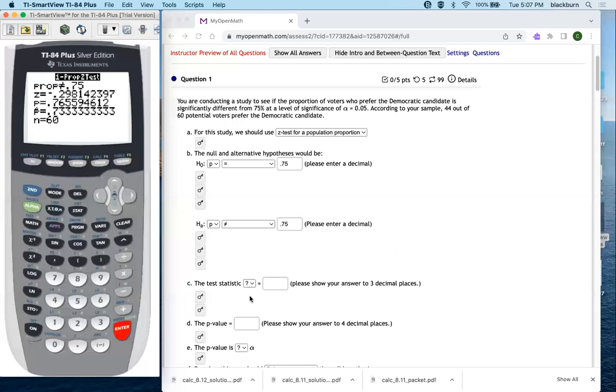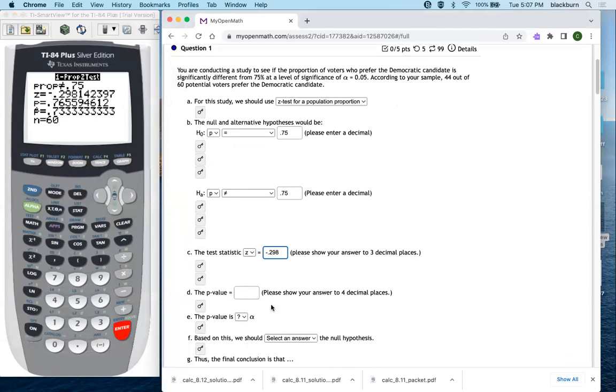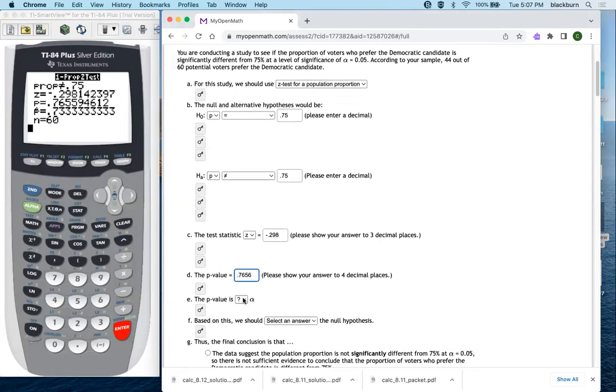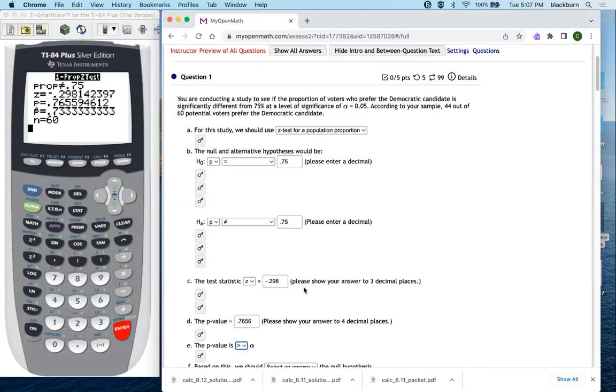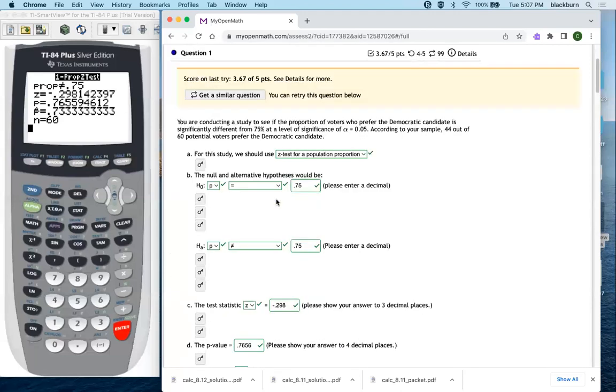And your test statistic right there, z equals negative 0.298. And then your p-value is 0.7656. I told you 44 out of 60 was really close to 75%. The p-value is definitely greater than alpha, right? Alpha is at 0.05. Let's make sure that those all take before we move on.